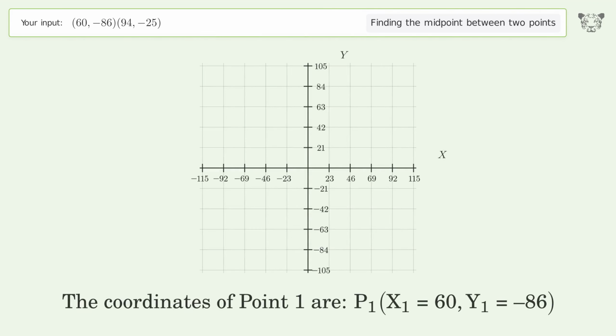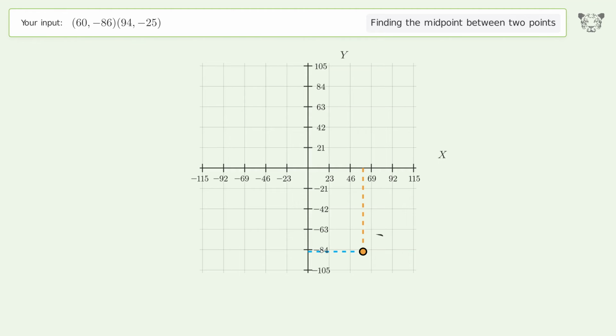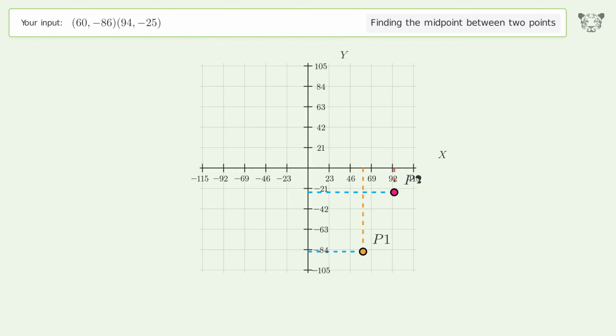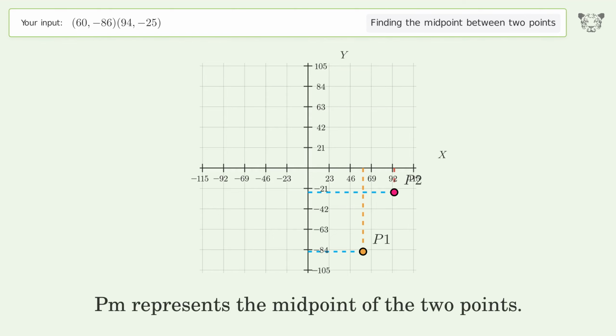The coordinates of point 1 are x1 equals 60, y1 equals negative 86. The coordinates of point 2 are x2 equals 94, y2 equals negative 25. PM represents the midpoint of the 2 points.